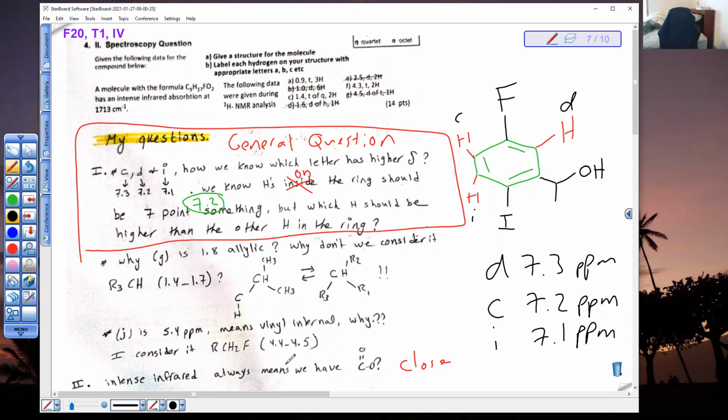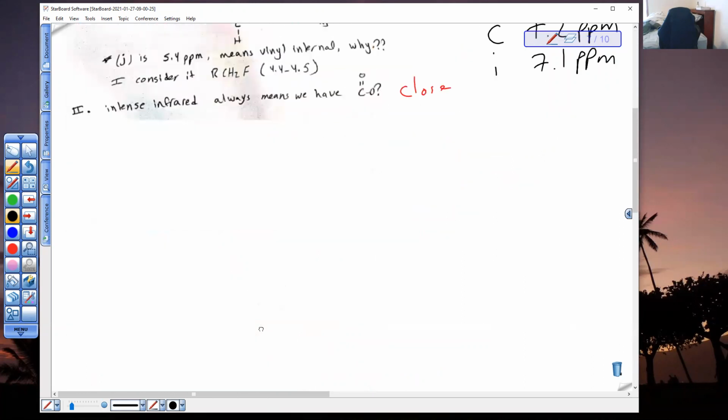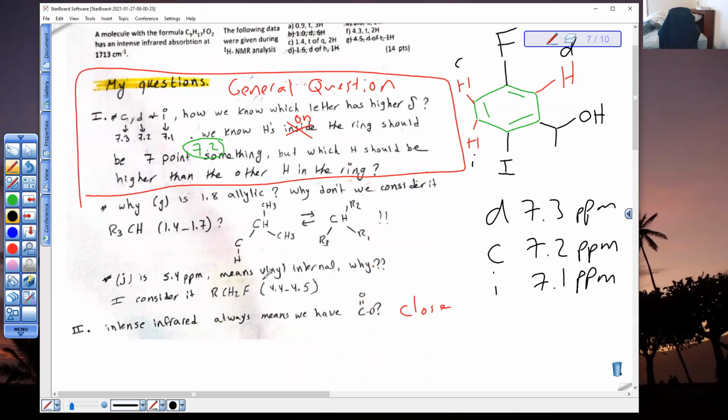And J, see, I didn't copy the right question down, did I? 5.4 ppm means vinyl internal. I considered RCH2F, 4.4 to 4.5. Well, this number is just too high to be an RCH2F. If it's 5.4, it can't be RCH2F because it's too high. So to be an RCH2F or any kind of RCHF, it doesn't really matter the number of H's. I think that question comes up later. The number of H's is not as important as you think. It's being in the right category.